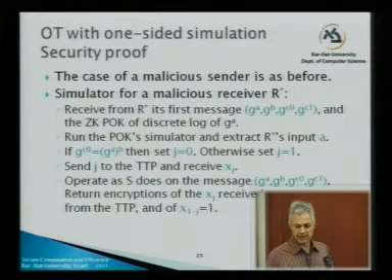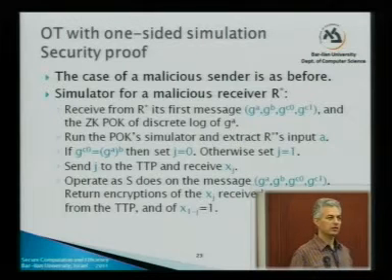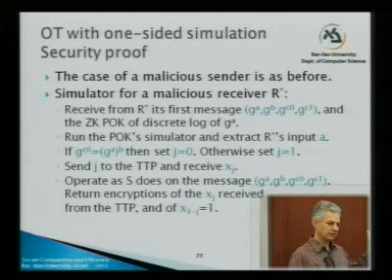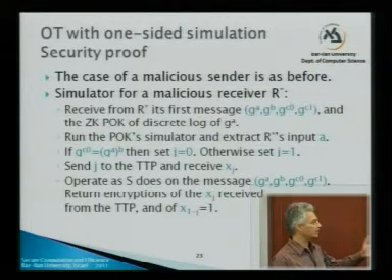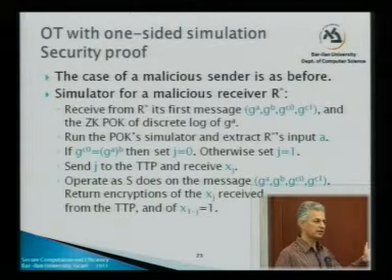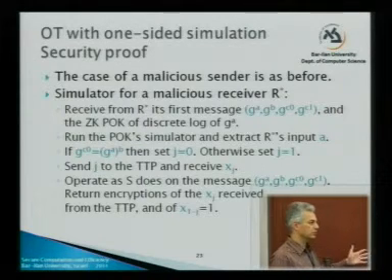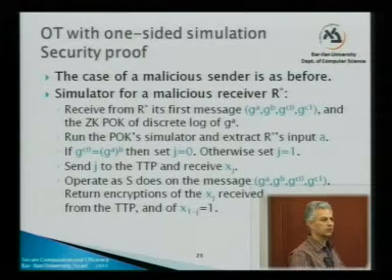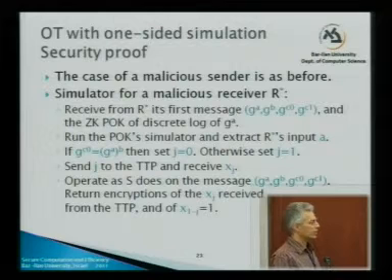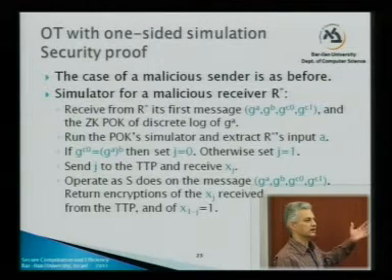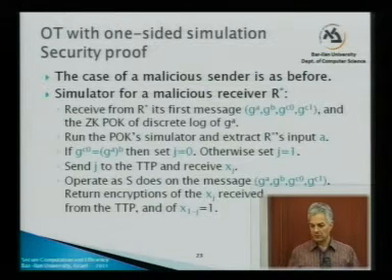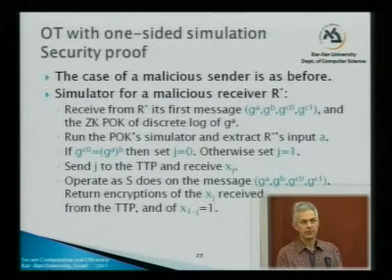So the case of a malicious sender is just as before. Recall I showed that the DDH assumption implies that the sender doesn't learn anything from the message it sees. Now the sender, in addition, also sees a zero knowledge proof of knowledge. But the zero knowledge property implies that the sender doesn't learn anything from this zero knowledge proof of knowledge. And from the message it learned before, it also doesn't learn anything. So that's it. Now what about the malicious receiver?